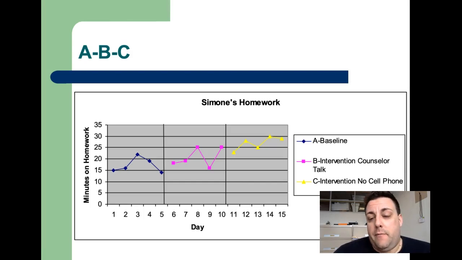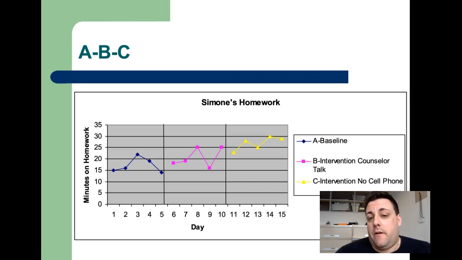That middle third is 1 intervention, and in this hypothetical case, it's talking to a counselor. And then in the final third, the right-hand third of the graph, we've got a second intervention, which in this case is no cell phone use, maybe until homework is done. On the vertical axis of the graph, we have number of minutes spent on homework. The idea here is to interpret which of the 3 phases is most useful if the desired outcome is for Simone to spend more time on her homework.